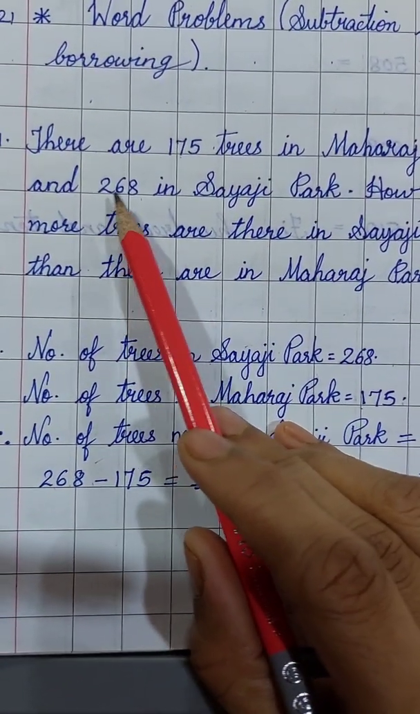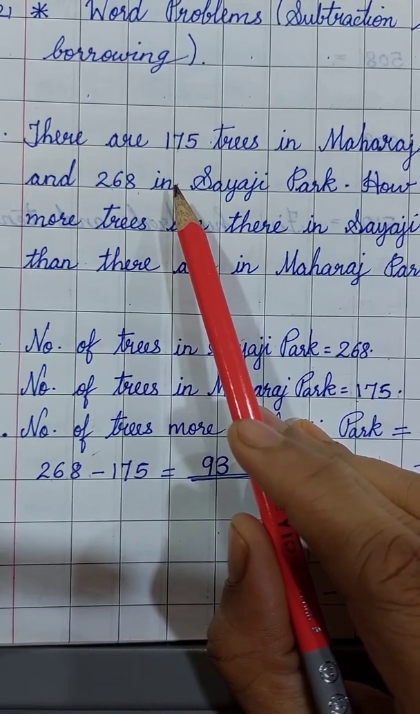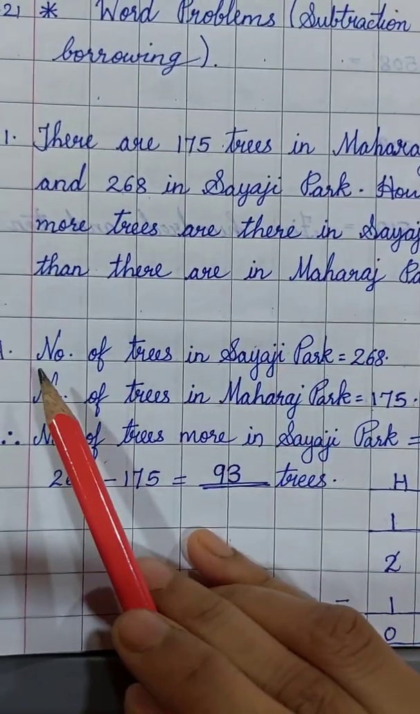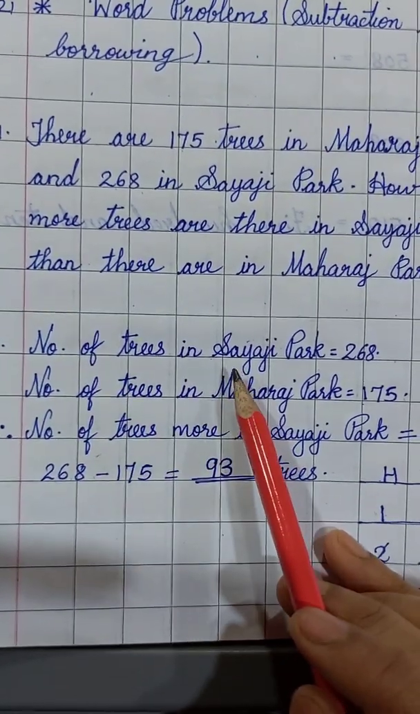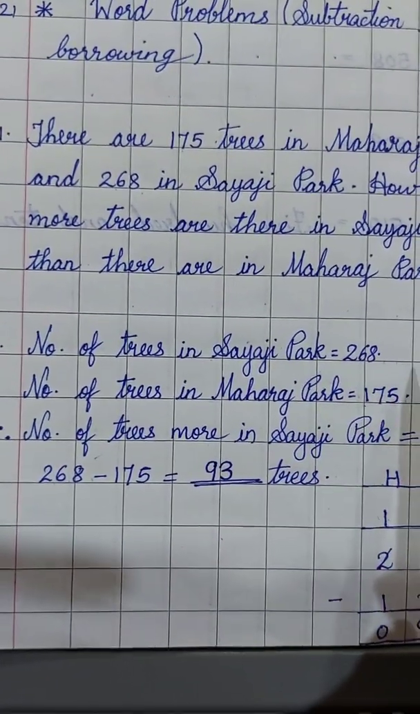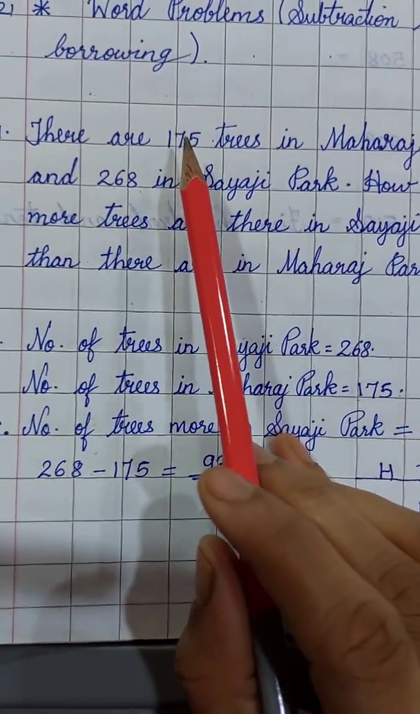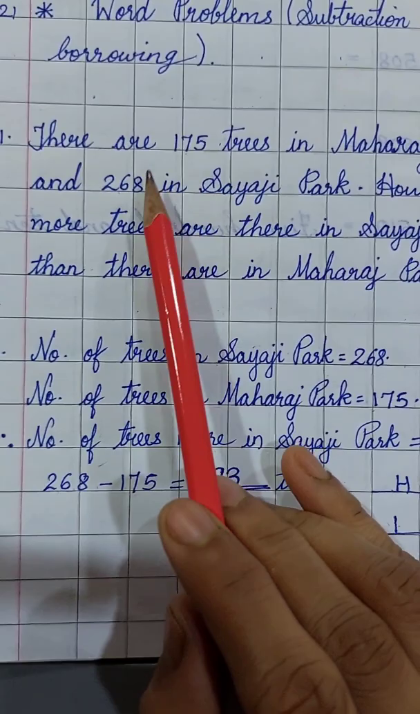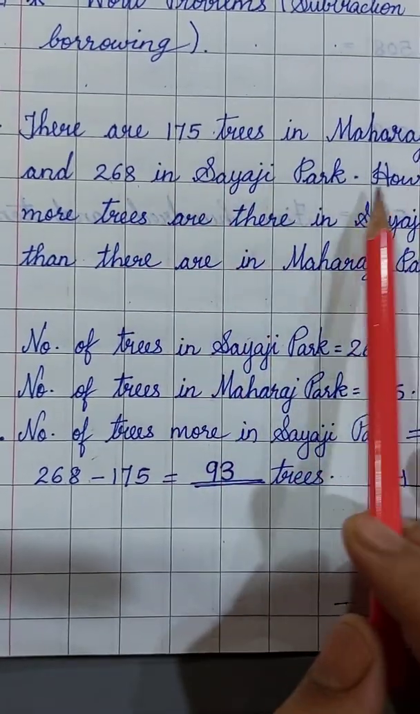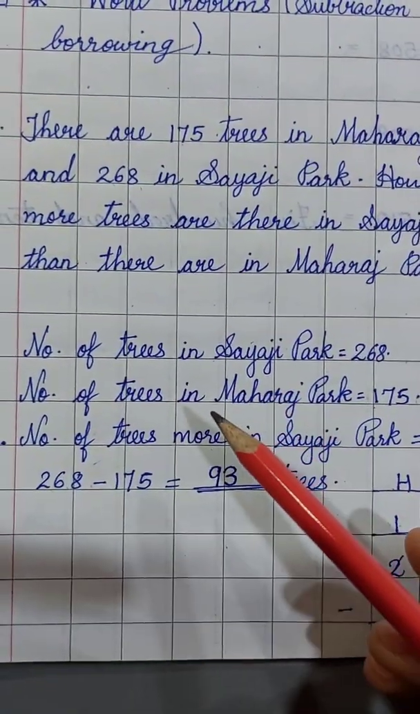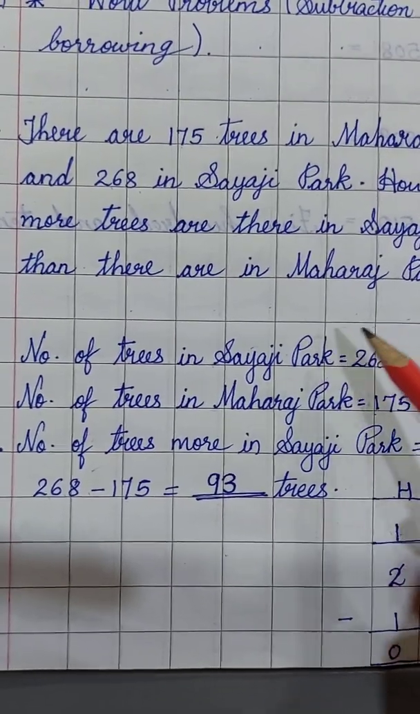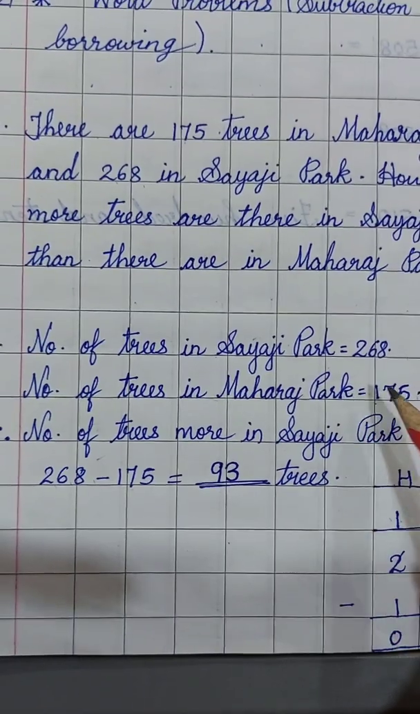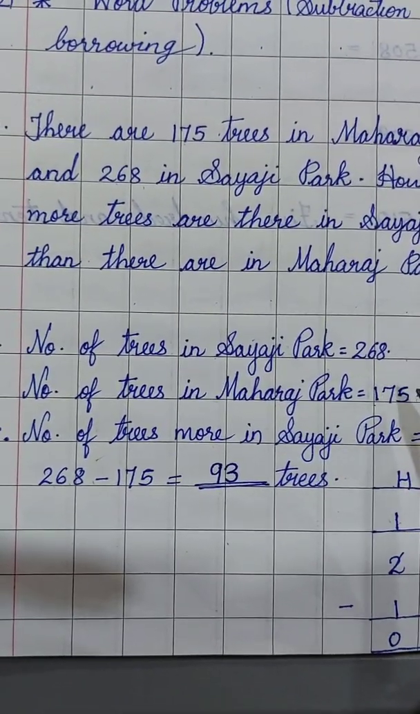So your bigger number is 268. What information is given by 268? Number of trees in Sayaji Park. So here the first statement is: number of trees in Sayaji Park is equal to 268. Then you write the second statement with the smaller number. Even though the smaller number is given first and the bigger number is given second in the question, while writing the statements, remember to write the first statement with the bigger number. Okay, so number of trees in Maharaj Park is equal to 175.